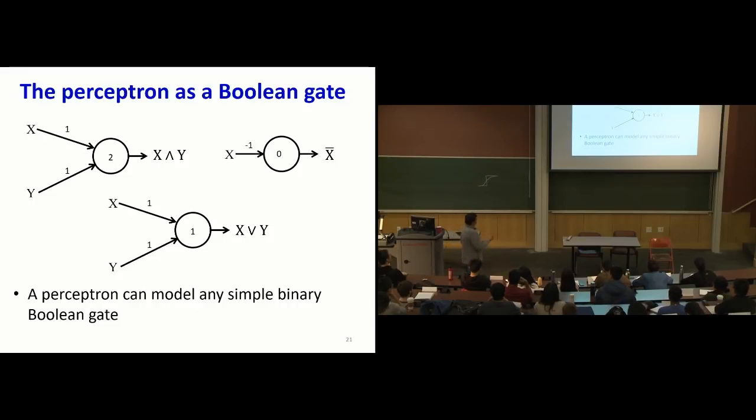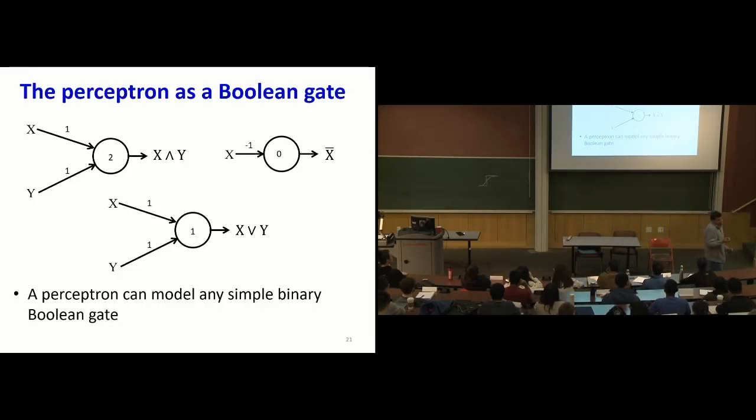Just to be clear, in this figure, X and Y are the inputs. 1 and 1 are the weights. And 2 is the threshold that you're applying. So if X times 1 plus Y times 1 is greater than or equal to 2, the output is 1. In this case, the output is only going to be 1 if both X and Y are 1. If either of them is 0, then the total combined input is less than 2. This unit is not going to produce a 1. So this is an AND gate.